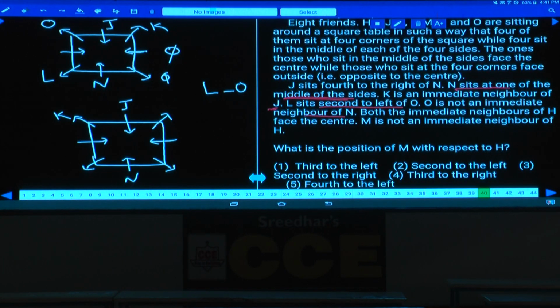Both the immediate neighbors of H face the center. Immediate neighbors of H are facing the center. That means this H must be at which place? H. Now this H must be.